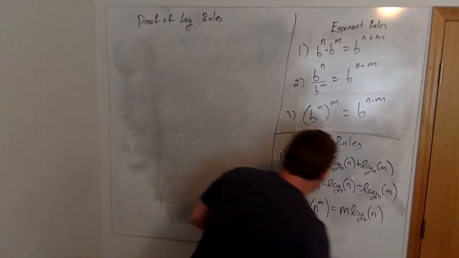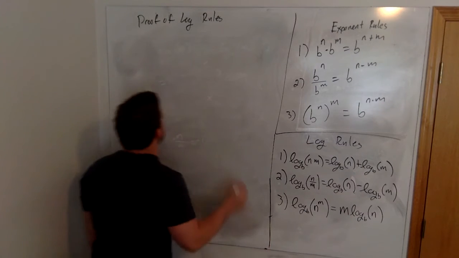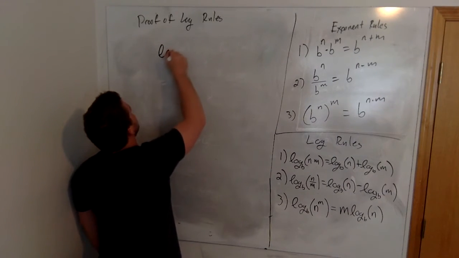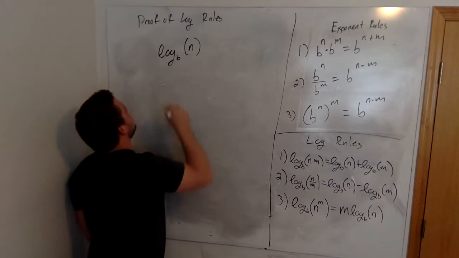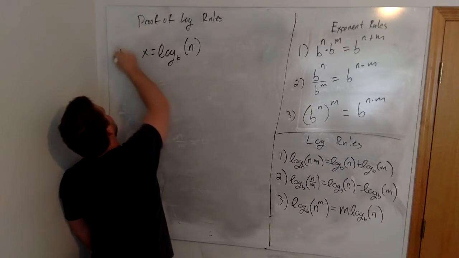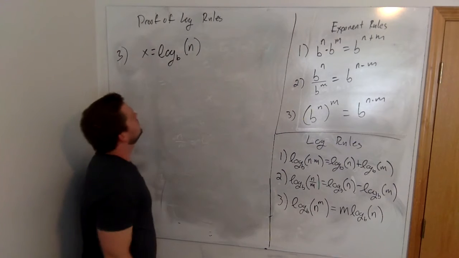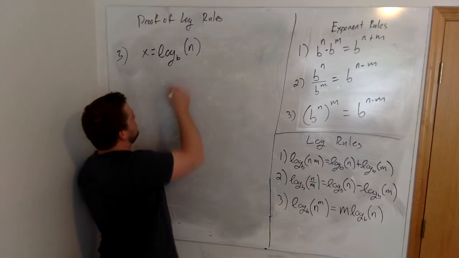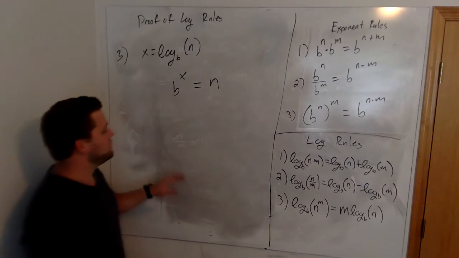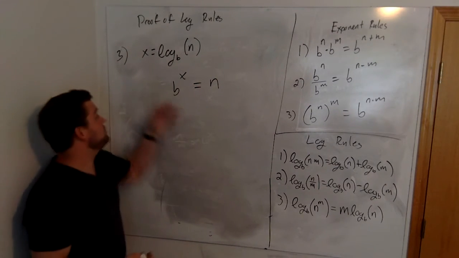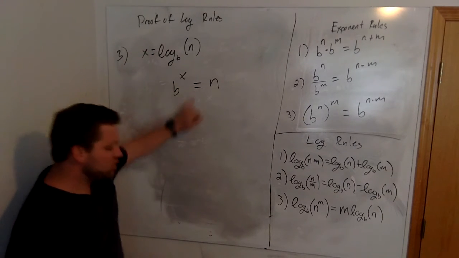Okay, so let's say we have log base b of n, and we'll call this x. We're just going to start with this one here. We're trying to prove number 3, the third log rule. What this says is that b to the x is equal to n. All we've done here is switch from logarithmic form to exponential form. These are equivalent statements.